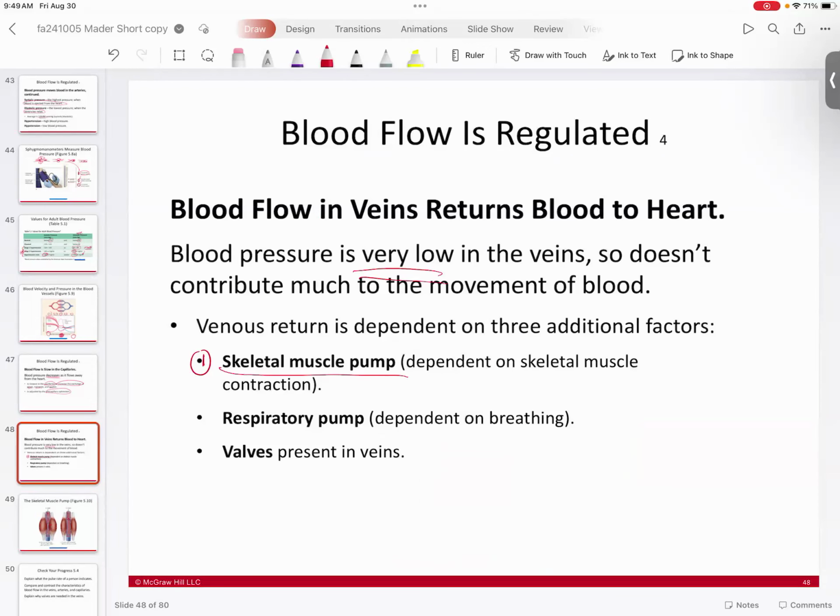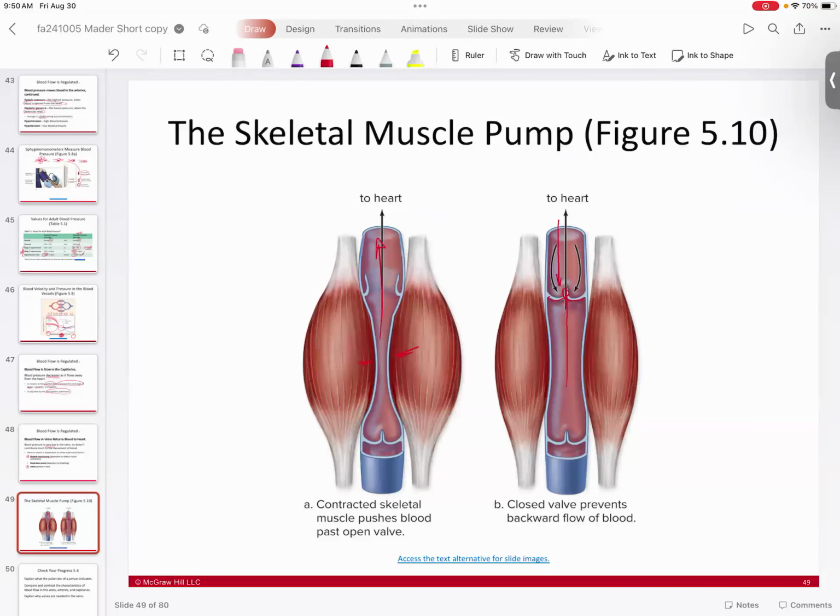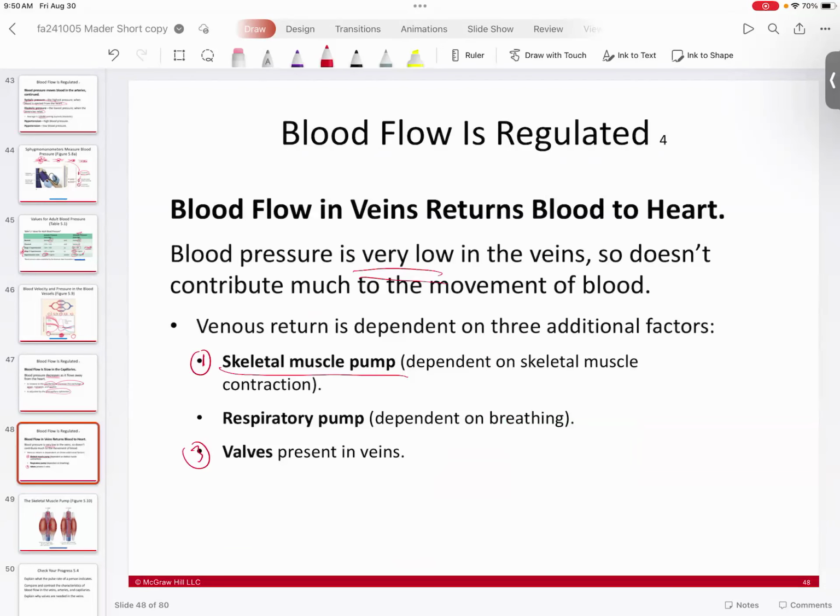The other one is the valves. We just talked about the valves. The important thing about the valves is that they create one-way blood flow. So once you get the blood up to the upper chamber, you don't let it fall back down. Everything would pool in your feet if you did that, right? So these valves keep it from falling back down and keep it one way. The other big one is the respiratory pump.